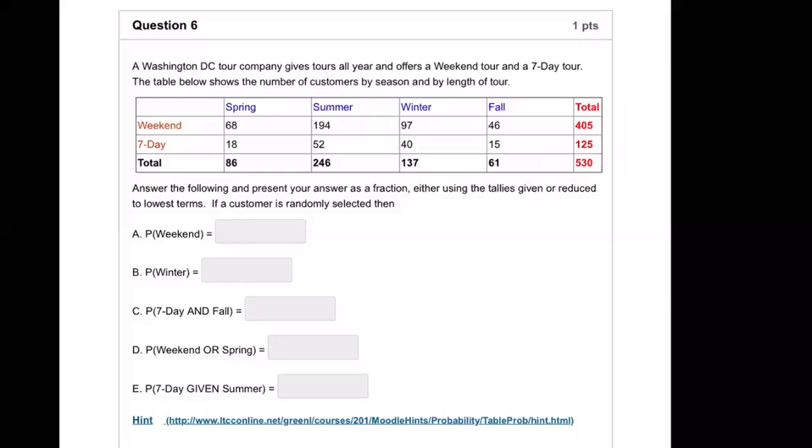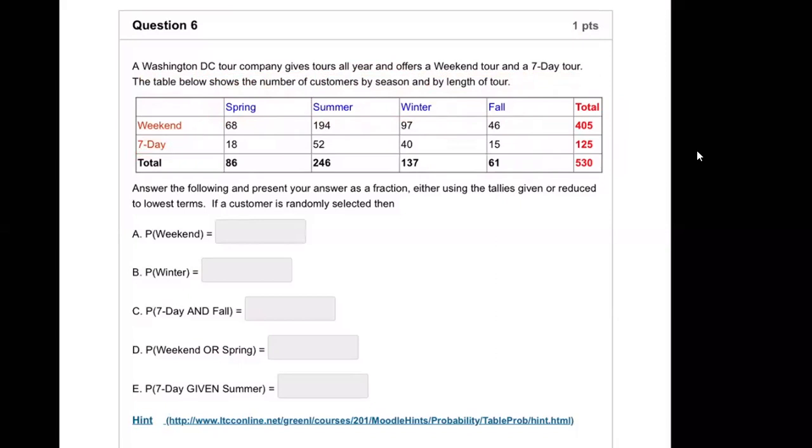Okay, so on this question, it says a Washington, D.C. tour company gives tours all year and offers a weekend tour and a 7-day tour. The table below shows the number of customers, and so on. So in the spring, summer, winter, and fall, weekend trip, 7-day trip, how many?